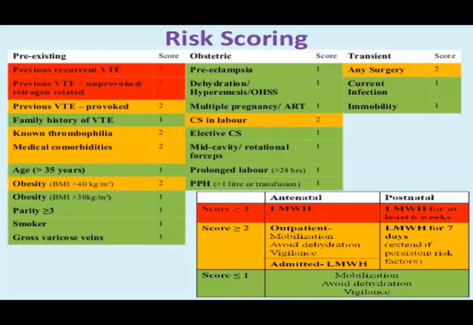So this is how you first recognize the risks, and then you score them. If the score is 3 or more, then we give low molecular weight heparin in the antenatal as well as the postnatal periods, continuing for 6 weeks. If the score is around 2, then outpatient management is done: mobilization, avoiding dehydration so that stasis can be prevented, vigilant regular follow-ups, and postnatal low molecular weight heparin for 7 days. If around 1 or more, then only mobilization and avoidance of dehydration would suffice.